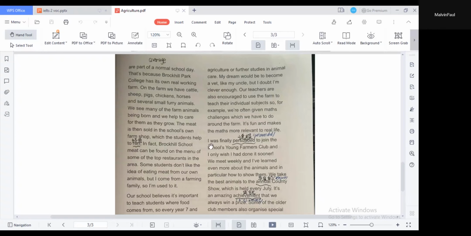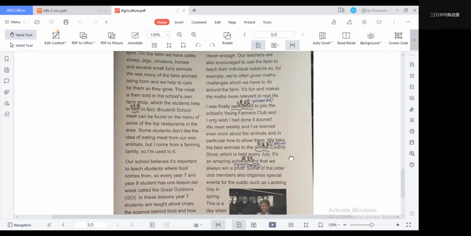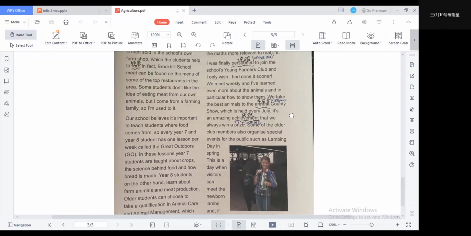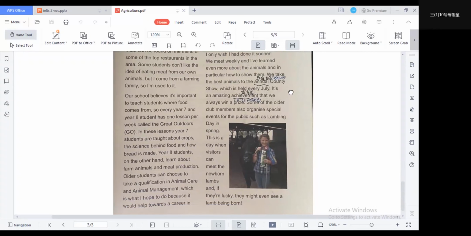I was finally persuaded to join the school's Young Farmers Club and only wish I had done it sooner. We meet weekly and I've learned even more about the animals and in particular how to show them. We take the best animal to Narrow City Show, which is held every July. It's an amazing achievement that we always win a prize. Some of the old club members also organize special events for the public, such as Lambing Day in spring. And if they're lucky, they might even see a lamb being born.